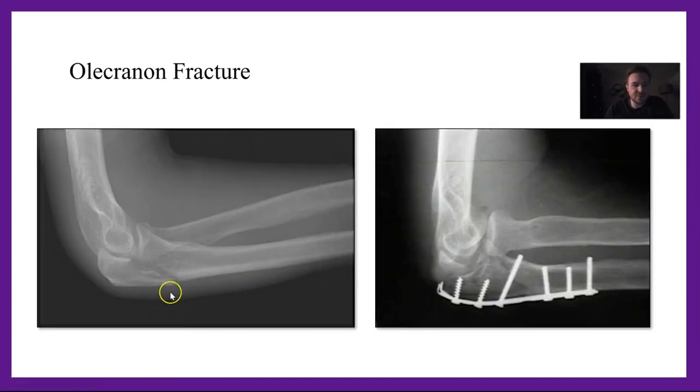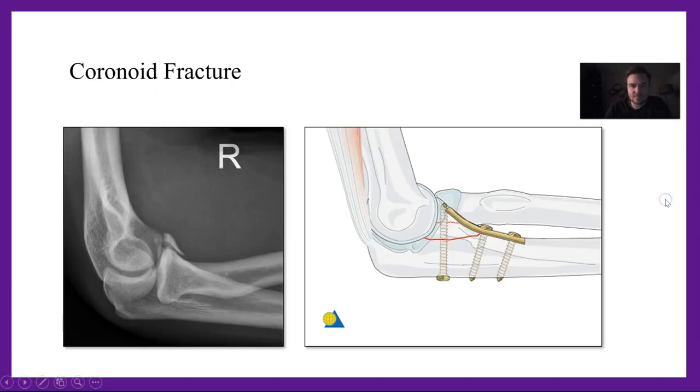Here's an Olecranon fracture. You can appreciate that on the x-ray here. And this is how it's fixed, plate and screws. You also have a coronoid fracture, which is the anterior portion of the ulna, the ulnar cup, if you will, the Olecranon fossa ridge, if you will, gets fractured. Plate and screws. That's how they do everything now, plate and screws.